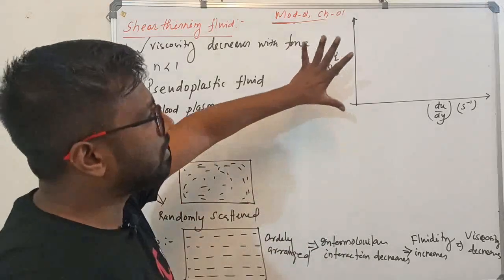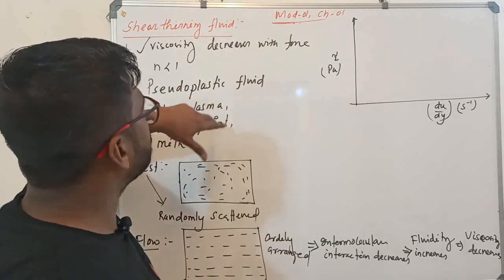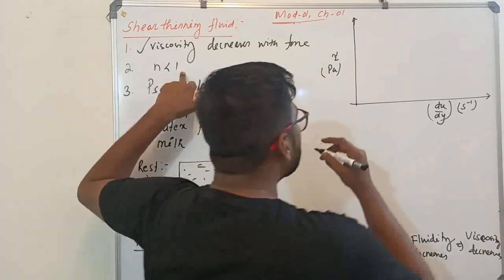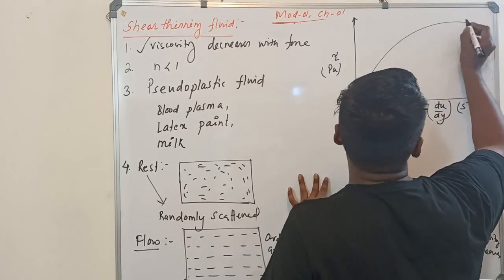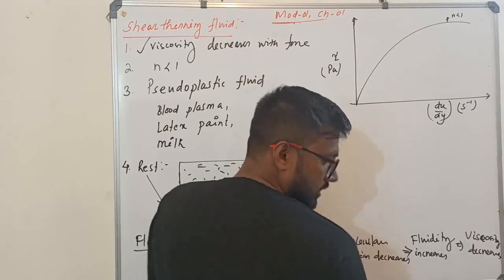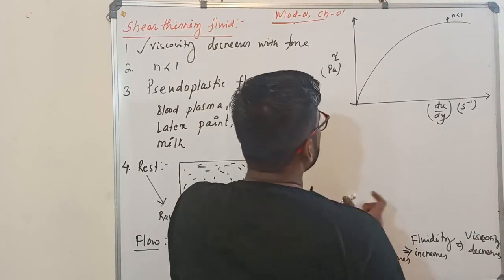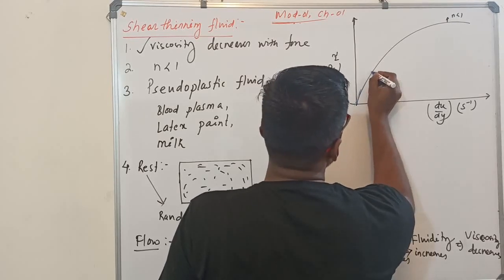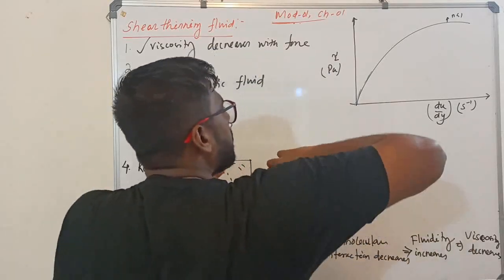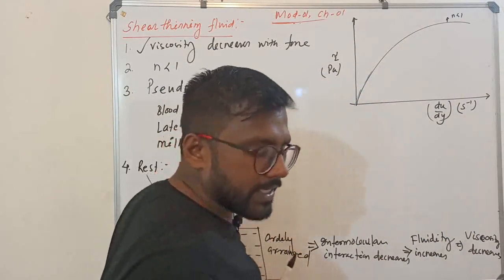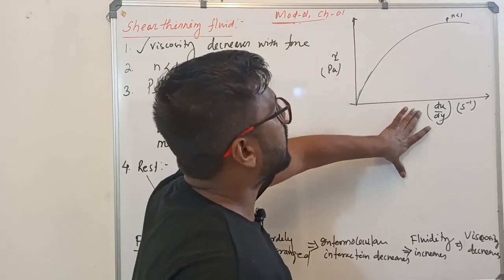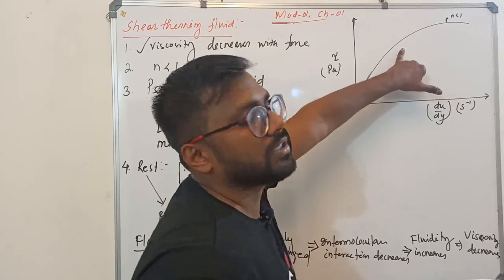So if you draw the graph for a shear thinning fluid, what happens? Your n is less than 1. n less than 1 means its slope decreases. If the slope decreases, how will the graph come? The graph will come like this, where n is less than 1. If you draw a tangent here, the slope is more. Then slope is less. Again, less. Slope becomes very, very less. So that's how it behaves. This will be the graph between shear stress and velocity gradient, or rate of shear strain, for a shear thinning fluid.